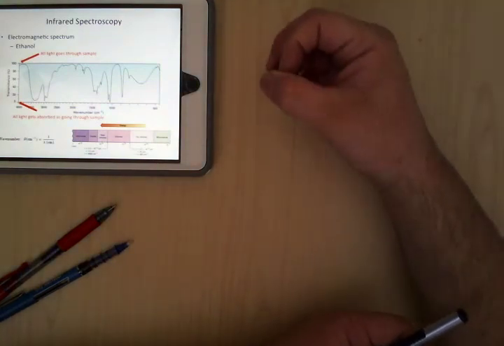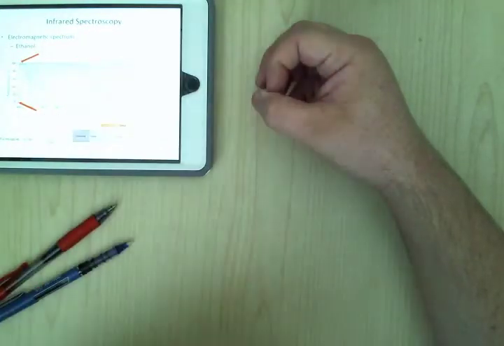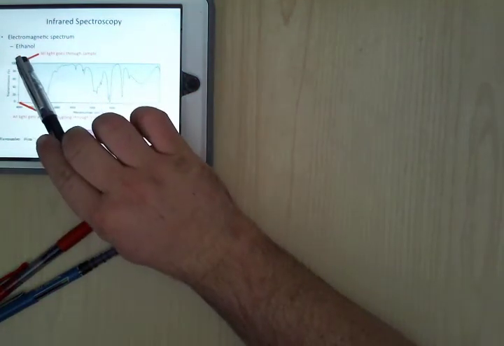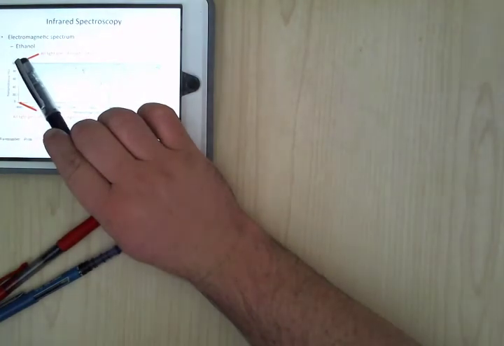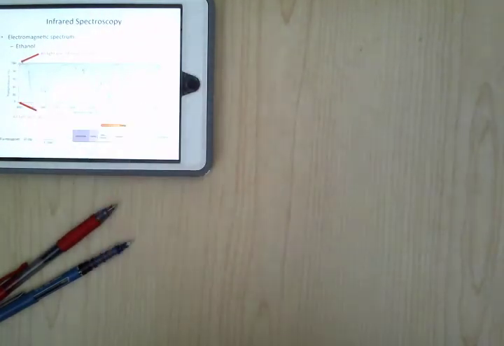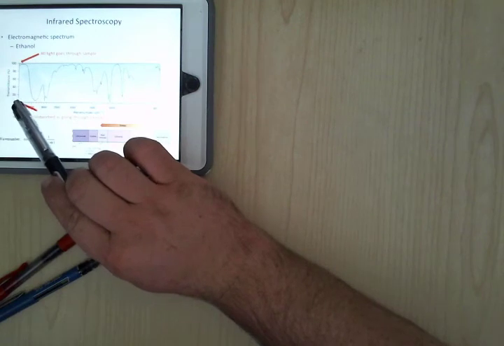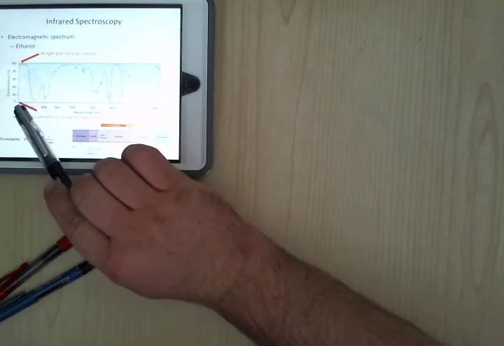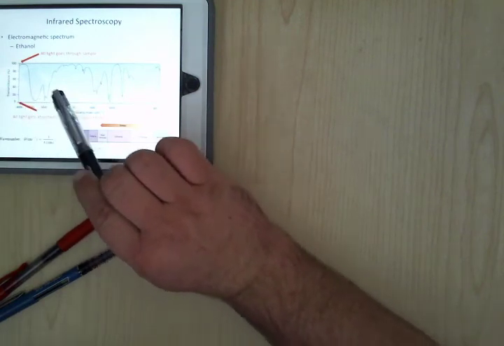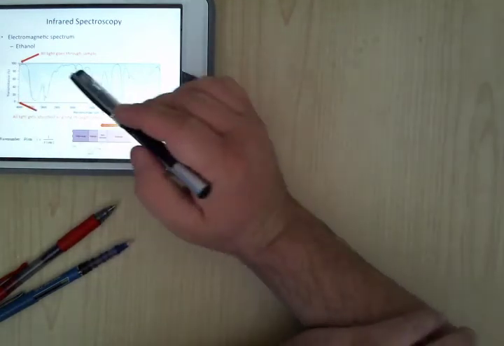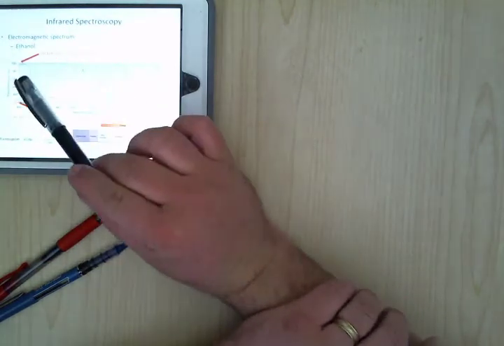So you have your sample, you're shining light at it, okay? And we're putting a bunch of different wavelengths through it, right? So in here, at say 4,000 wave numbers, the light goes all the way through, okay? But as it gets into different wavelengths, part of that molecule is going to absorb that light, okay? Specific parts of the molecule are going to absorb the light.